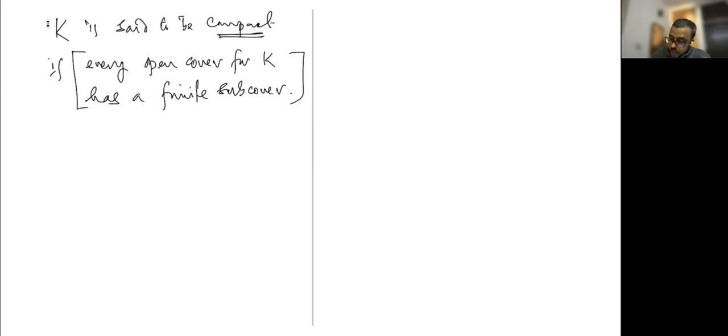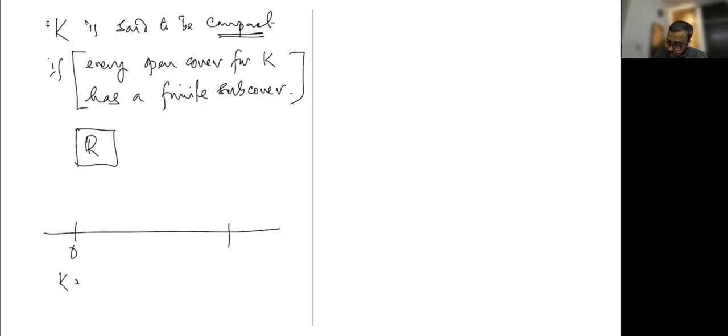Okay, just as an example, let's go to the real line with which we are familiar. Let's take the set K to be (0, 1). Now my claim is that this is not compact, which means that I can produce an open cover which does not have a finite subcollection that still covers this set.